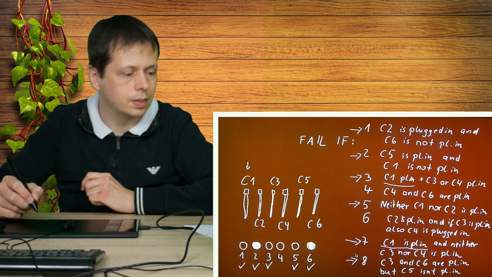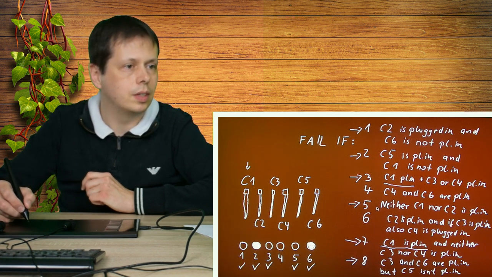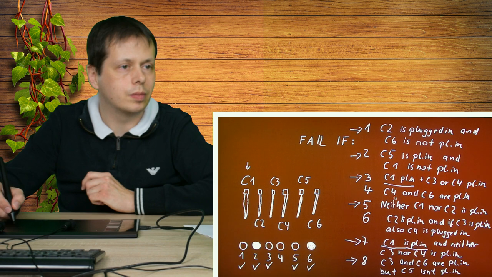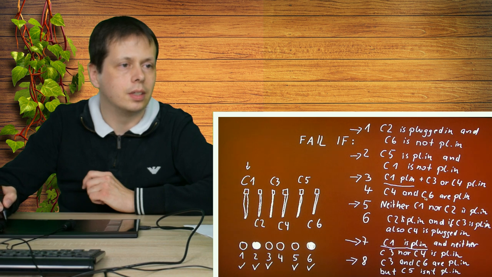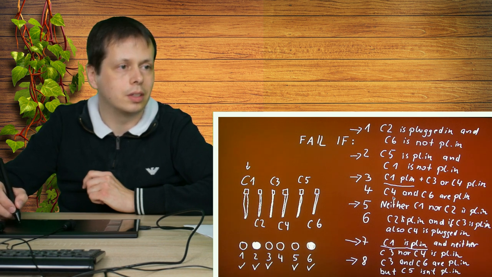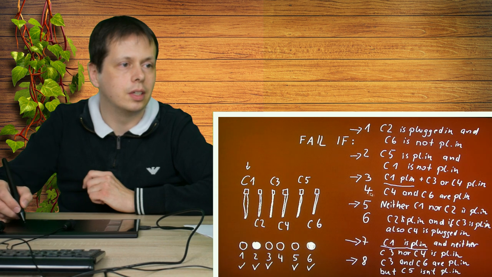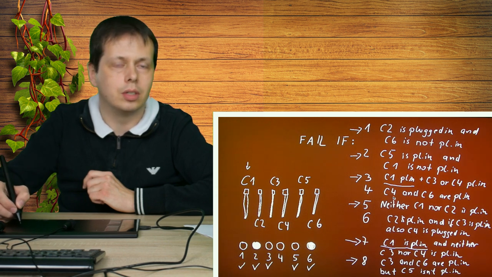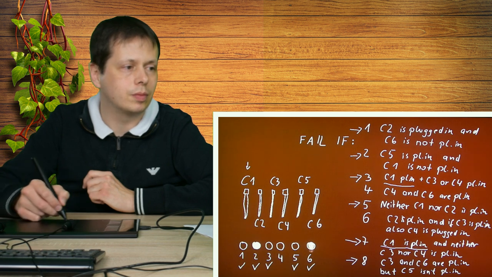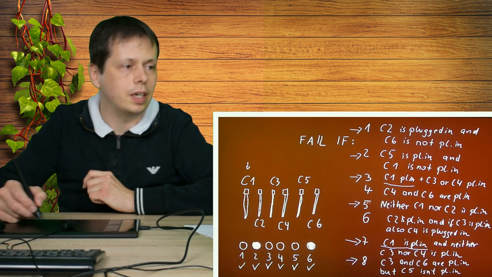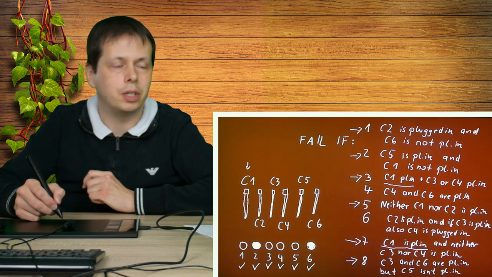Okay. And now we have another one. Cable 4 and cable 6 are plugged in at condition 4. So we know cable 6 is plugged in, and if we also plugged in cable 4, then we would have a fail. So it's not allowed to plug in cable 4. And so we have here the right combination.